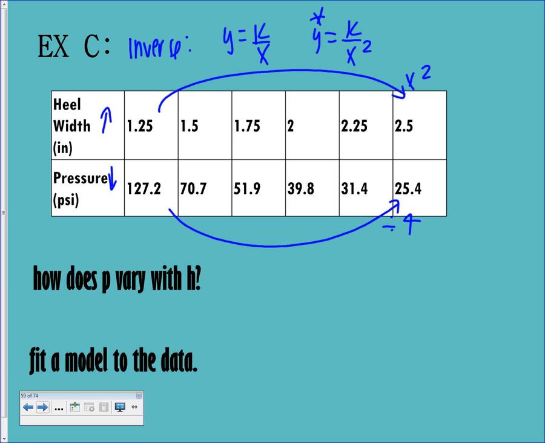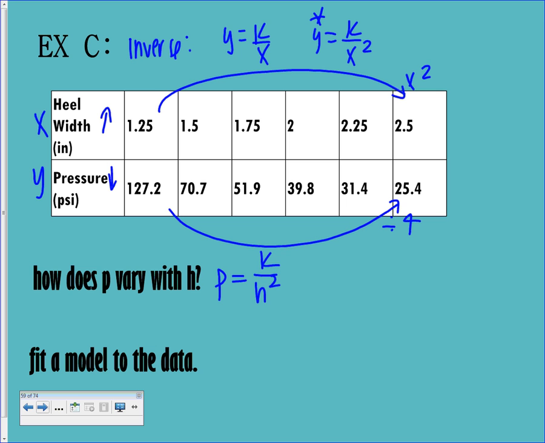So I could have had like a 3 and a 9, a 4 and a 16, a 5 and a 25. Anything squared would give me the squared equation. So now again, I need to put it in terms of the variables being used. So now I can say P equals K over H squared. Now what we have to do is put that all together into one because both of these things, the weight and the heel width, are affecting the pressure.